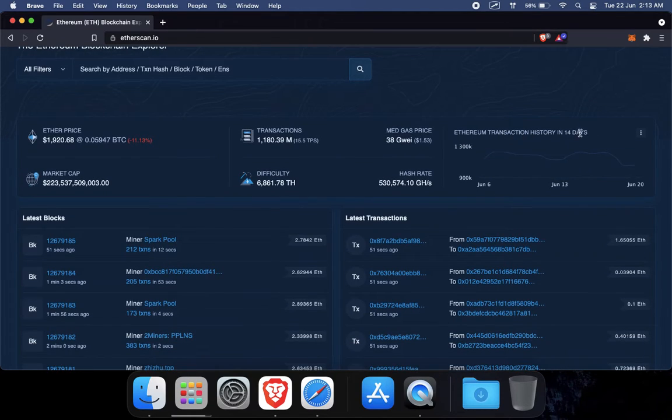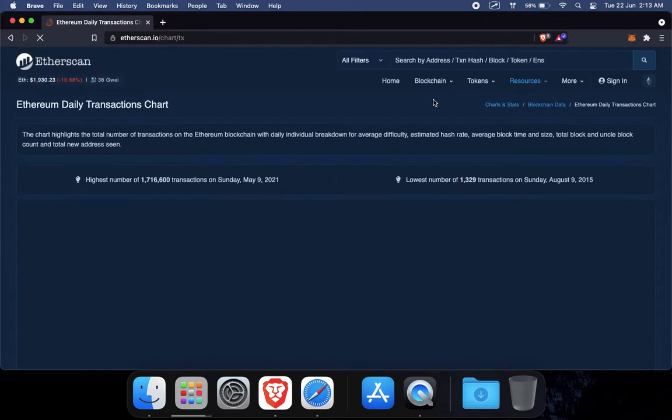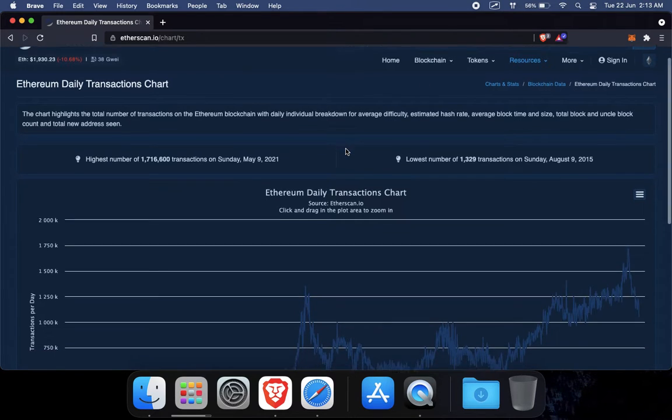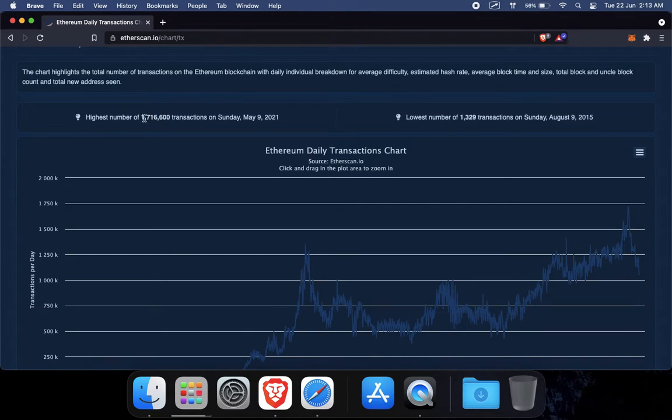Ethereum transaction history in 14 days, 1,300. Not sure how you read this view detail chart. Let's look at that. Highest number of transactions was 1,716,600 on May 9th, right? Lowest number of transactions was 1,329 in 2015. Okay, so we've come a long way, right? We've come a long way.